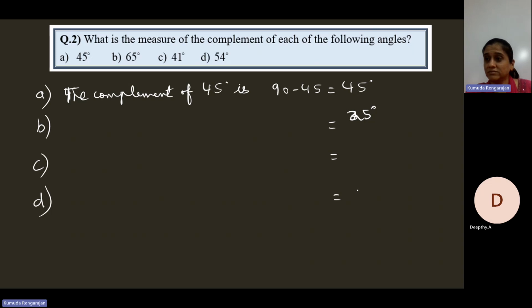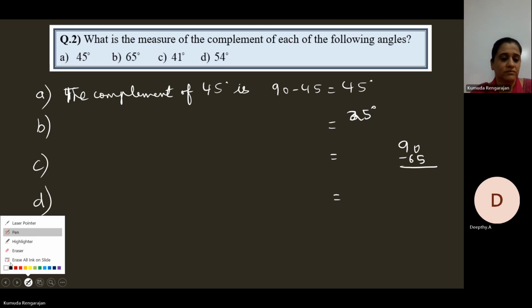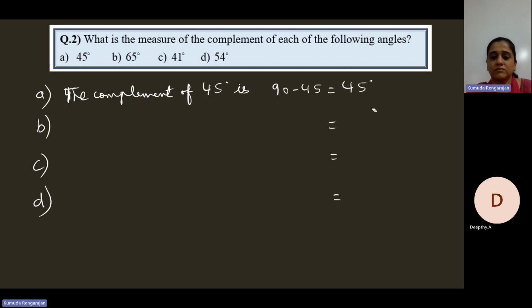For 41 degrees. No, 60. For 65 degrees. Yes, 90 minus 65. If they have given 5, the answer also ends with 5. They gave 5 there and the answer is also 5. 90 minus 65 is 25.